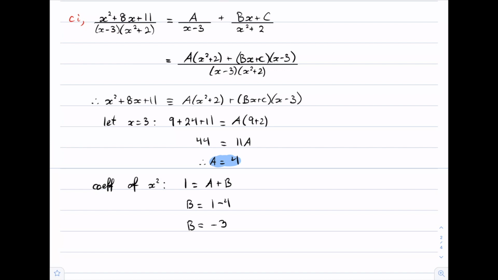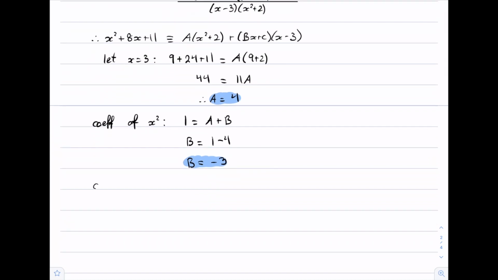Let's highlight that one as well, because that's part of our answer. And then finally, we need to find a way to work out c. I would look at the constant term, or really this is the coefficient of x to the power 0, which is the constant term. On the left-hand side, the constant term is 11. And on the right-hand side, the constant term comes from a times 2, so that would give us 2a, and from c times negative 3, so we have minus 3c.